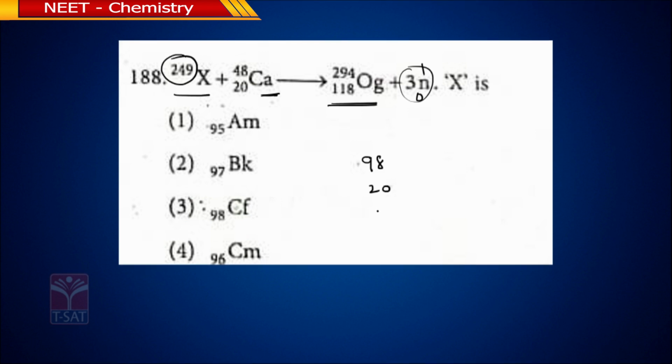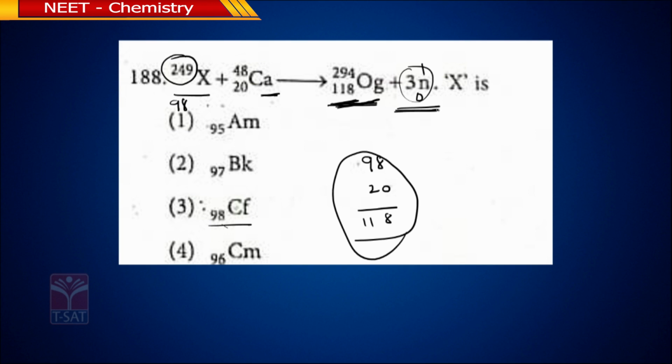X should be 98, because 98 plus 20 is 118. So, it will be californium. Californium 98, 249 reacts with calcium 20, 48 to give oganesson with mass number 294 and atomic number 118, and 3 neutrons, where the neutron's charge is 0 and mass is 1. Okay, this is the last question of this session.